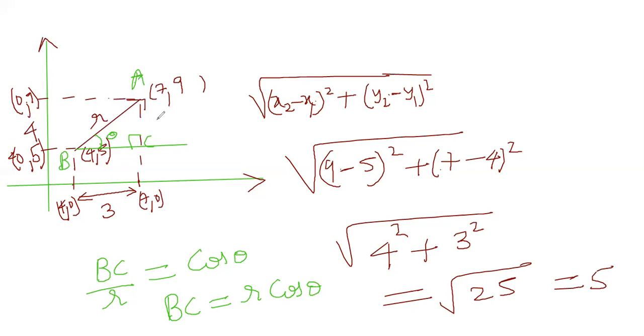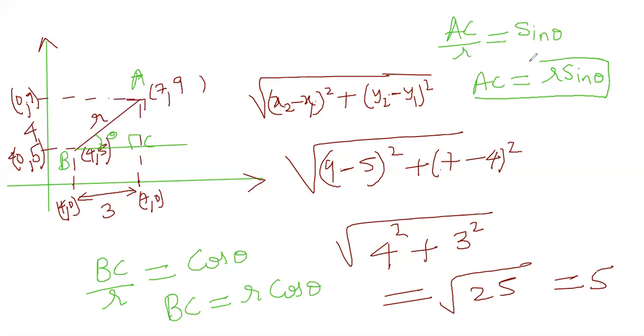Similarly, what I want to find out is AC. How would I find AC? Opposite side by hypotenuse is equal to how much? Sin theta. So AC becomes R sin theta. This is what is very difficult to do in three dimensions. In three dimensions, we cannot use simple geometry and simple trigonometry. We also have something else called direction cosines, direction ratios, which we have to use. But in two dimensions, it's easy to solve.